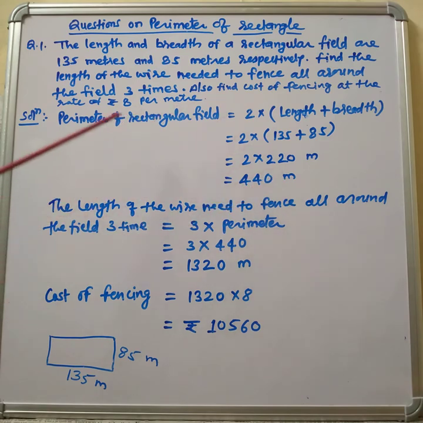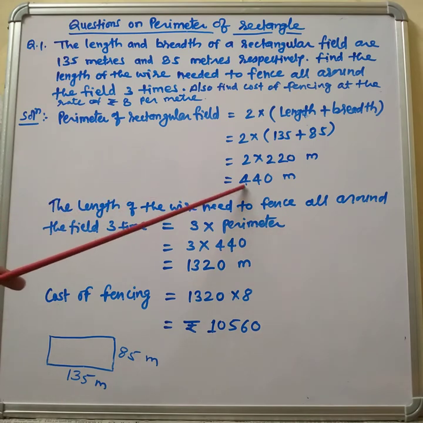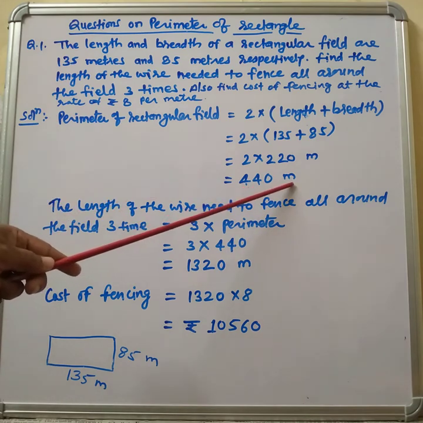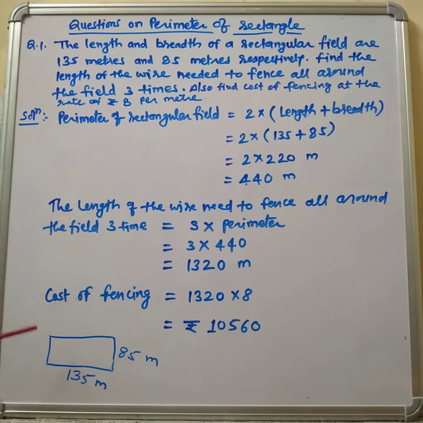So it comes 440 meter. We calculated the perimeter of the rectangular field: 440 meter. So 440 meter means what? If we start from this rectangular field, then we go this way, this way, this way, this way. That is the boundary of the rectangular field, equal to 440 meter. Clear?